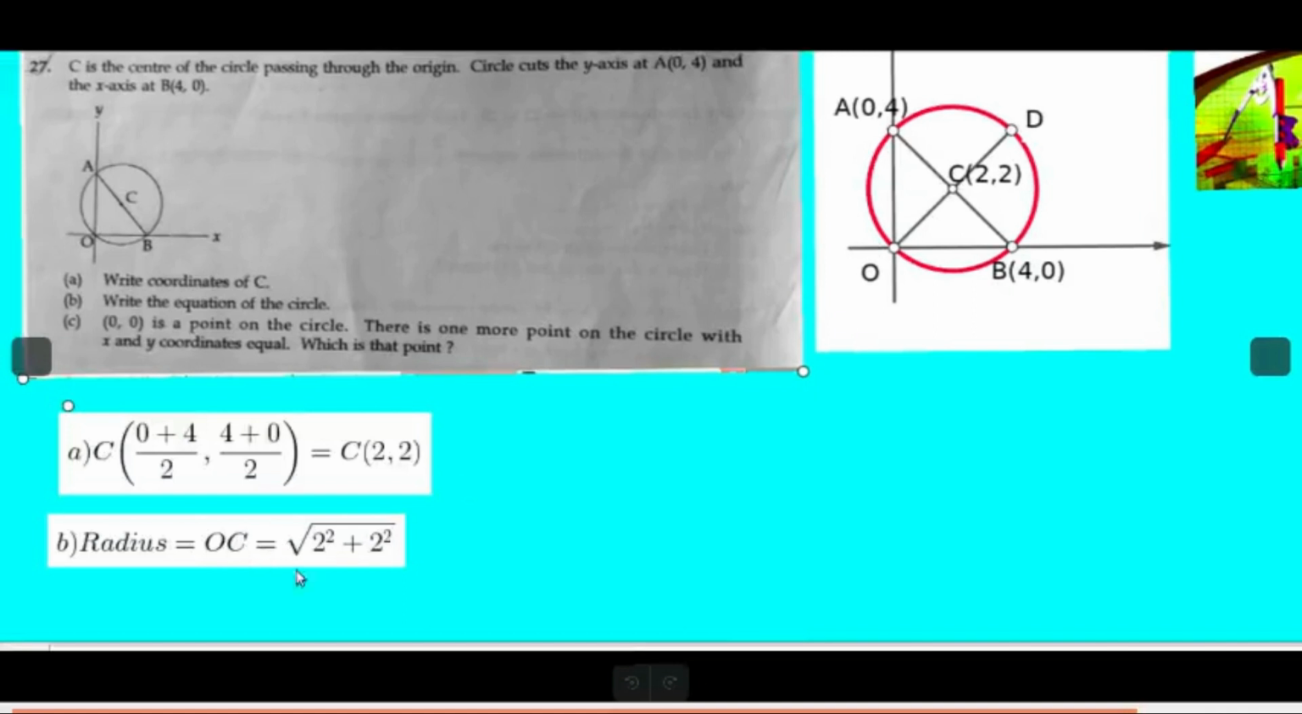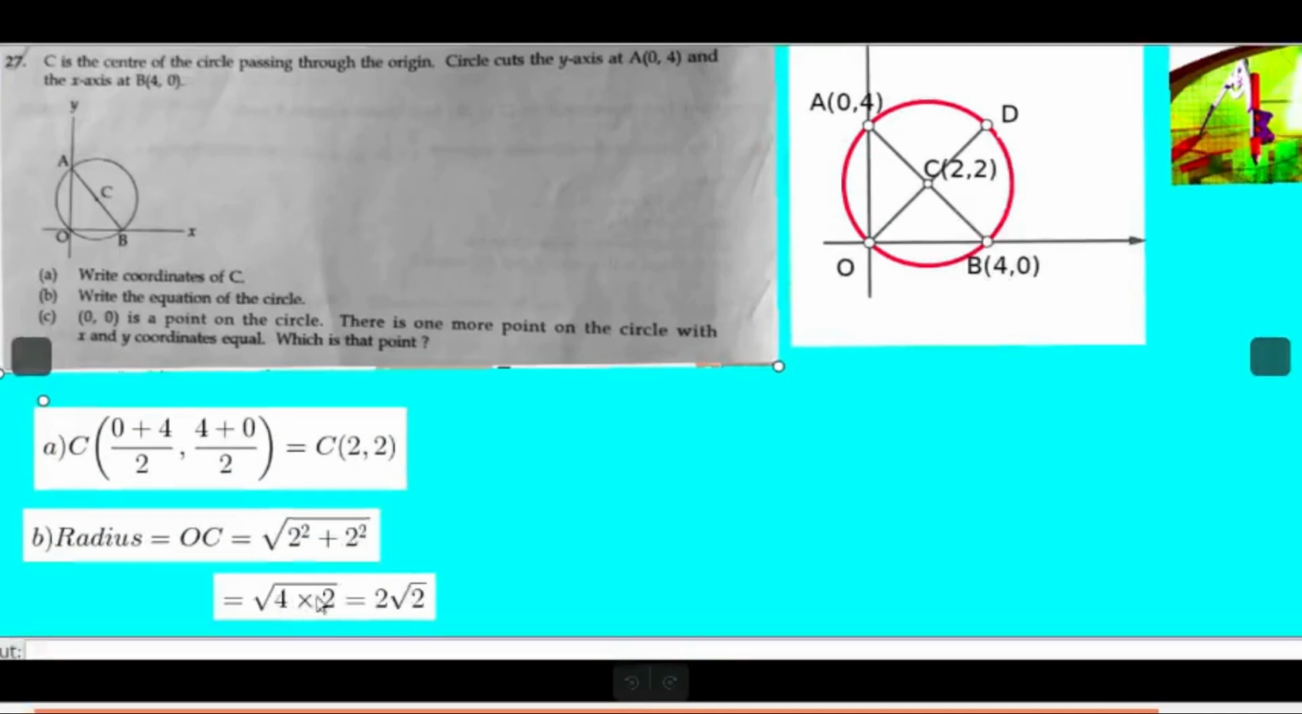Then next question, write the equation of the circle. Okay, to find the equation of the circle, we first find the radius of this circle. This distance is the radius. Radius is equal to root of 2 square plus 2 square, that is equal to root of 4 into 2, is equal to 2 root 2. That is the radius of the circle.